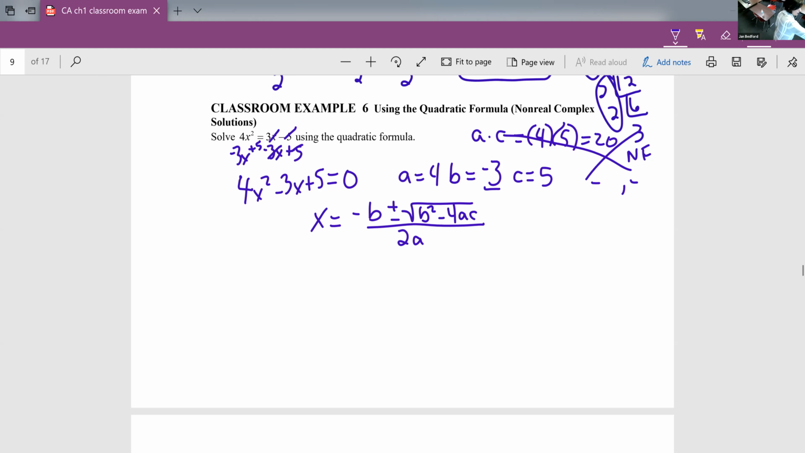So I know what A, B, and C are equal to. I know what the quadratic formula is. So now it's time to plug in. Now, before I plug in, what's the smart thing for me to put on my paper? Excellent. I'm going to replace each variable with a parentheses because that's going to help me avoid making some sign mistakes.